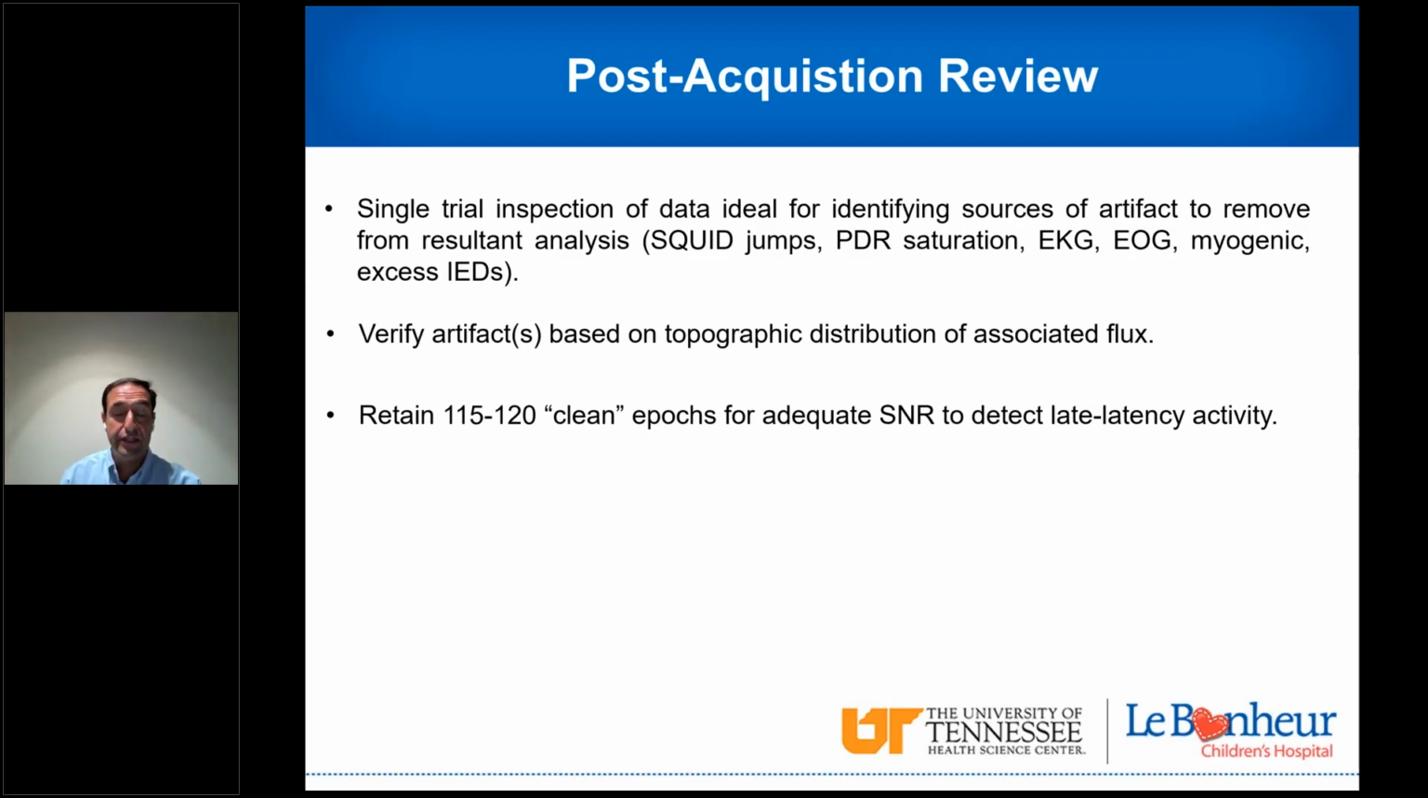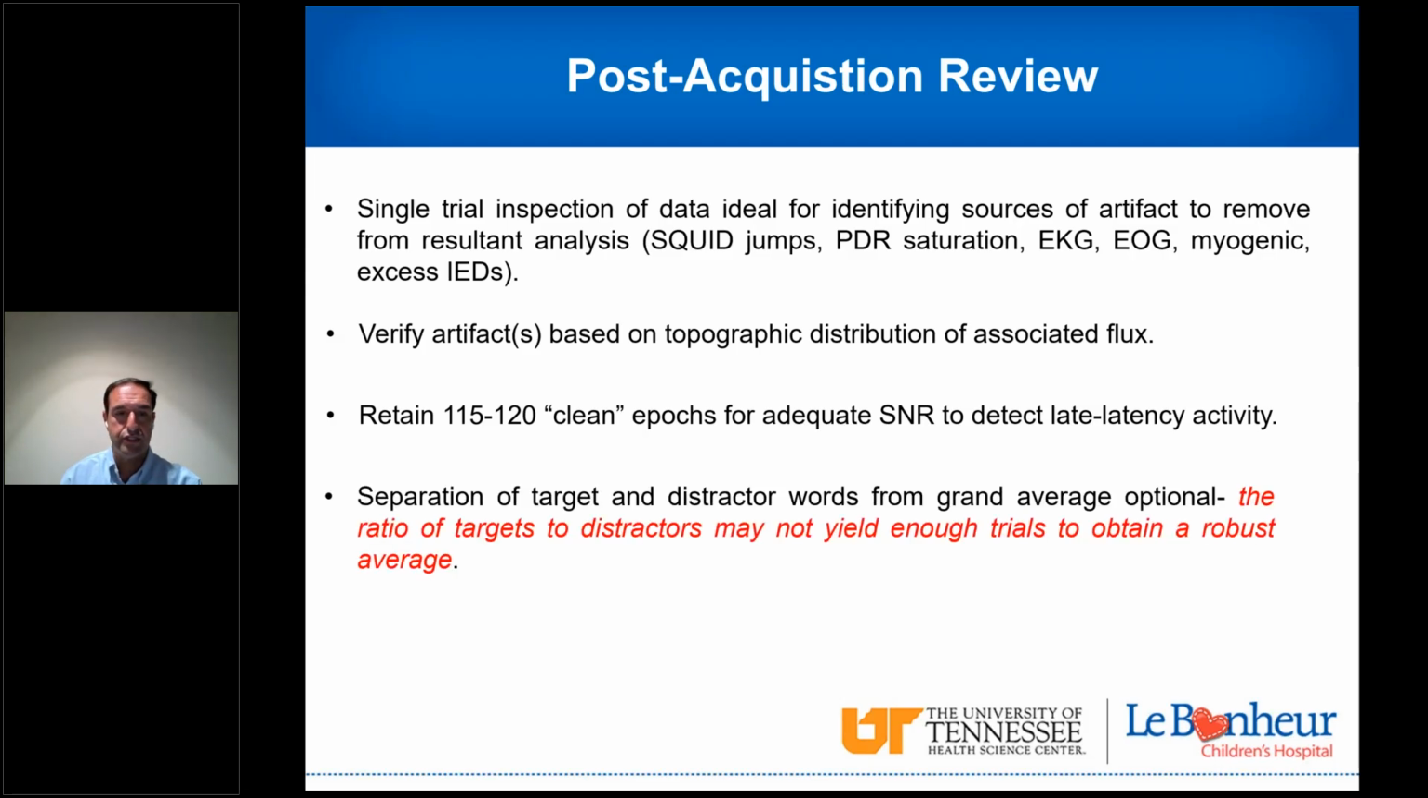Hence, another need for replication: to be able to have conditions or runs where you have enough trials to extrapolate meaningful data and perform ideal source localization.